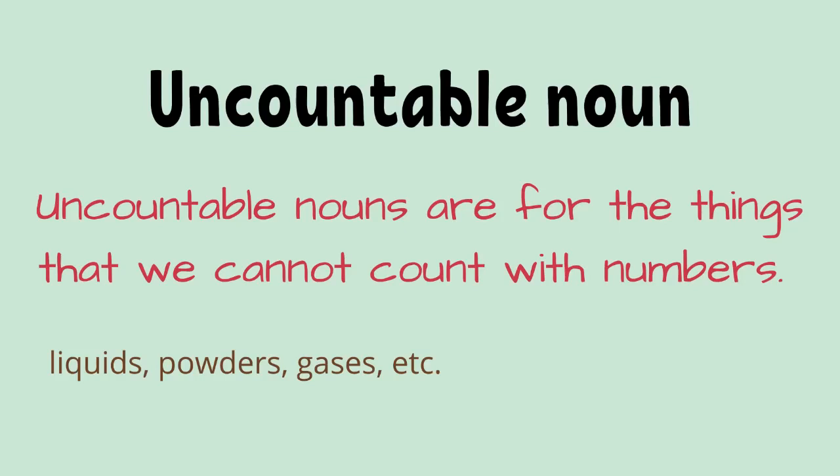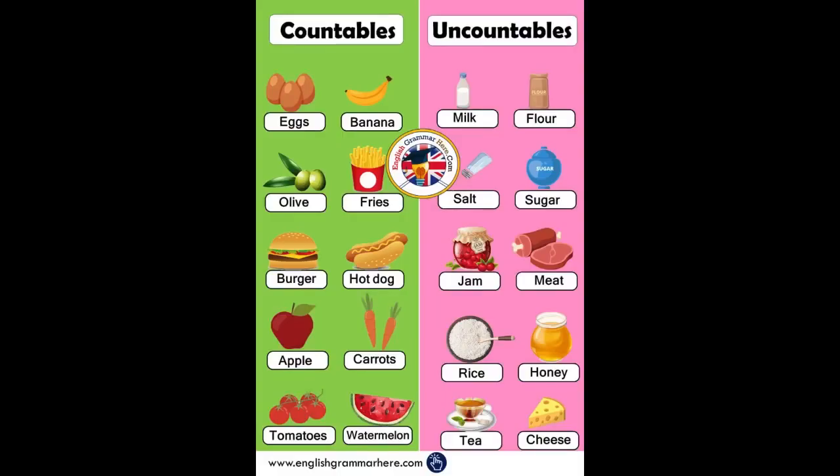Uncountable noun is for nouns that we cannot count. For example, noun that has liquid, powders, gases. Nouns that have liquids are oil, milk, water, while nouns that have powder are salt and sugar. Here, we have some example for countable and uncountable noun. For countable noun, we have eggs, bananas, olive, fries, burger, hot dog, apple, carrots, tomatoes, and watermelon. For uncountable noun, we have milk, flour, salt, sugar, jam, meat, rice, honey, tea, and cheese.